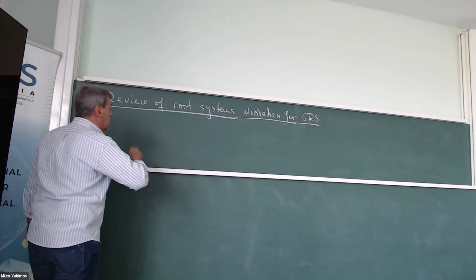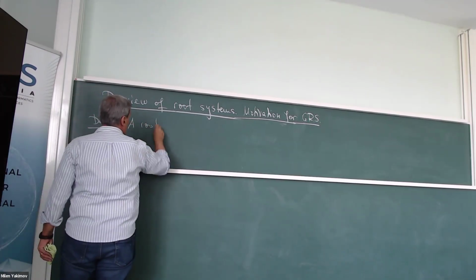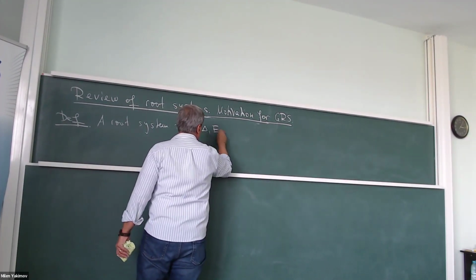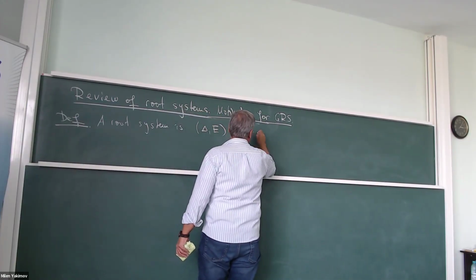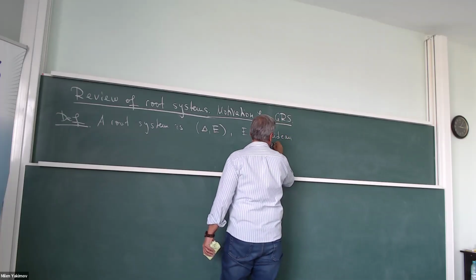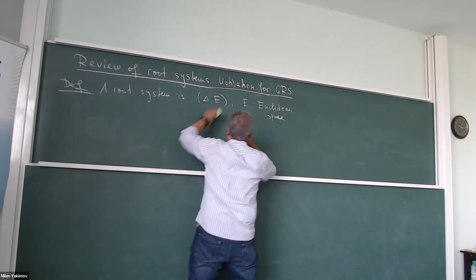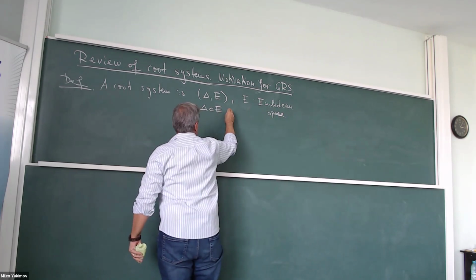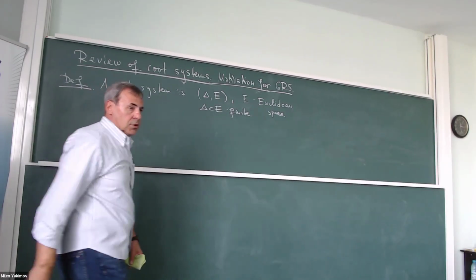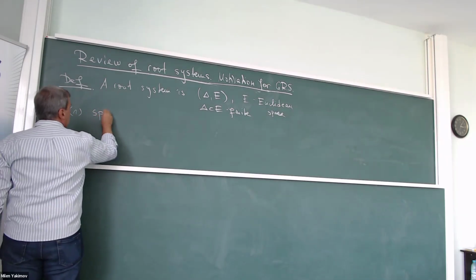I'll start with the basic definition of a root system. Definition: a root system is a pair (Delta, E), where E is a Euclidean space and Delta is a finite subset of E, satisfying the following conditions, the four axioms. The first axiom is that Delta spans E.